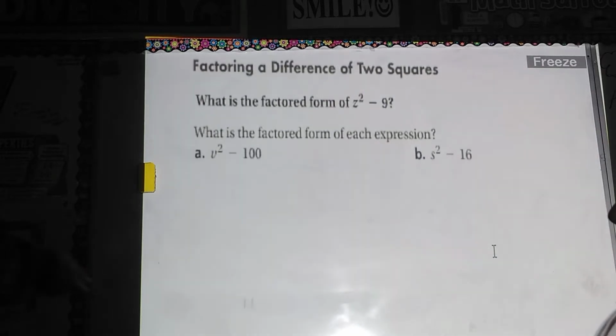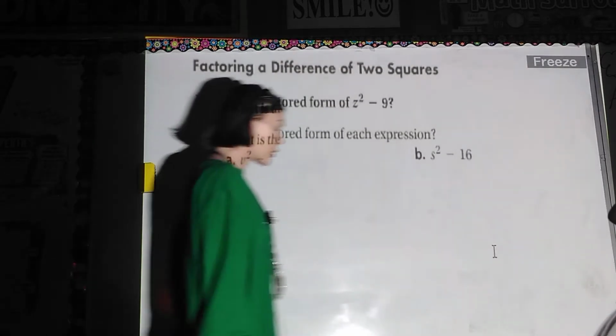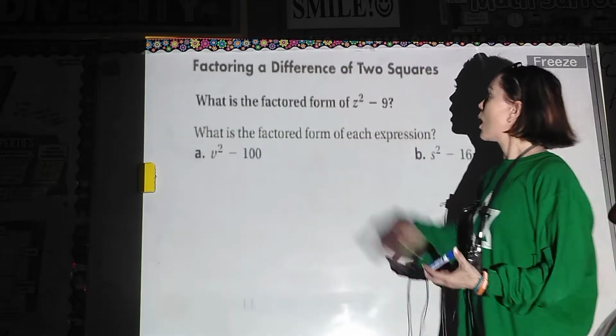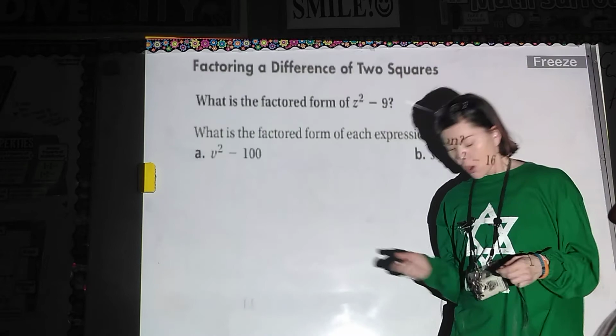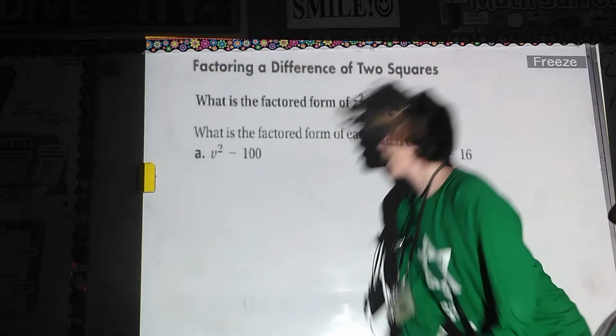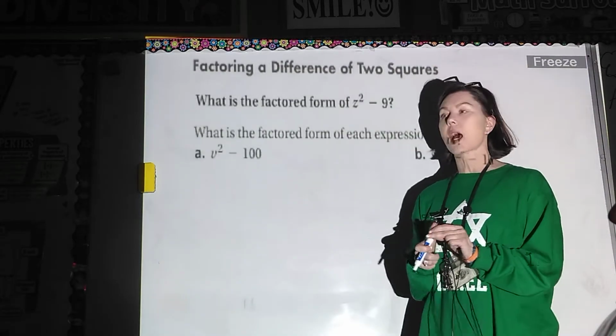Okay, this is my favorite factoring, which is factoring the difference of two perfect squares. Okay, what is a perfect square? What is a perfect square, you guys?